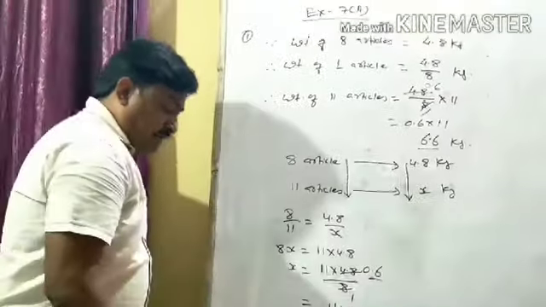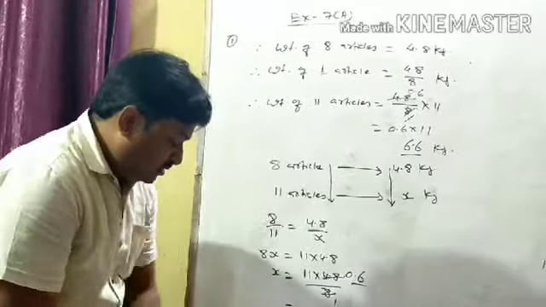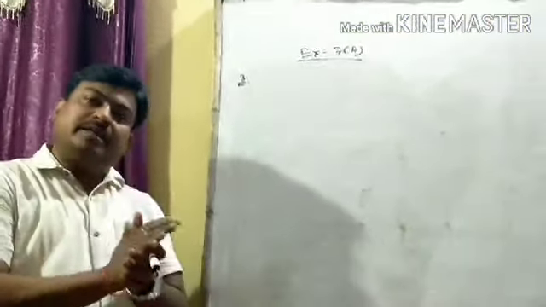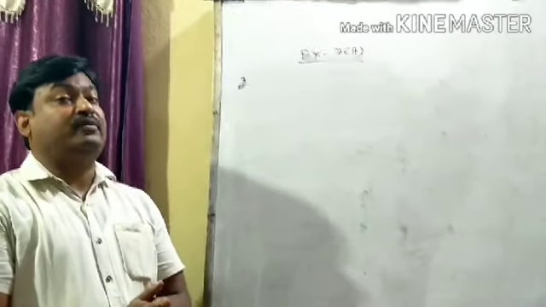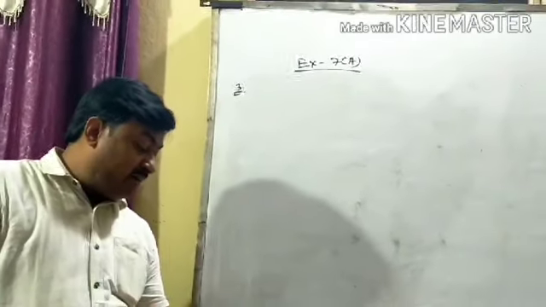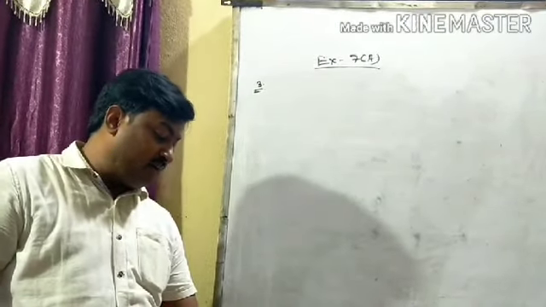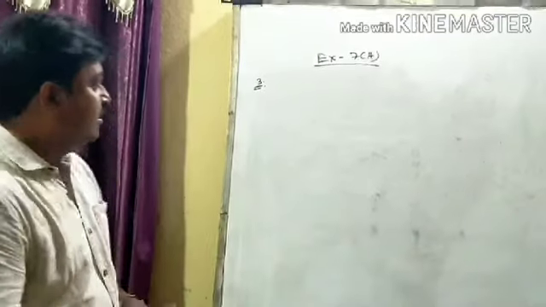Okay. Now let's see some more questions. Now the next question is question number 3. See students, question number 3 is an example of inverse variation. 8 men complete a work in 6 hours. In how many hours will 12 men complete the same work?